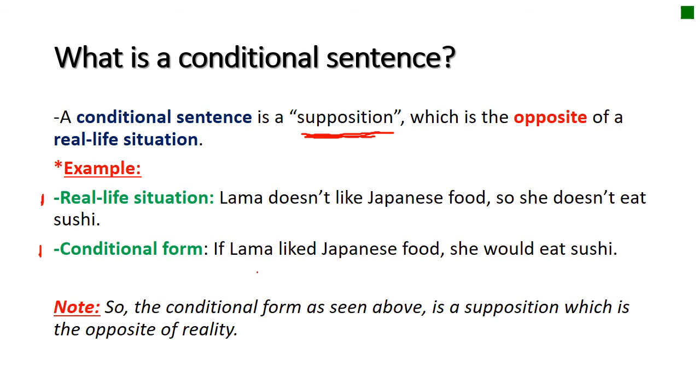Let's take this quick oral example. Muhammad hates summer season because he doesn't like the beach. This is the reality about Muhammad. Now, if Muhammad didn't hate the summer season, he would go to the beach. Okay?